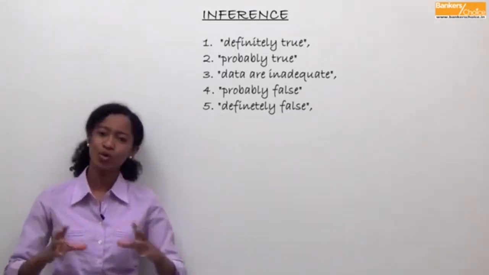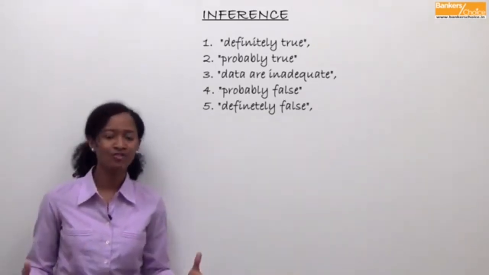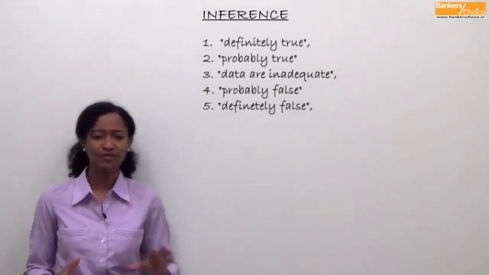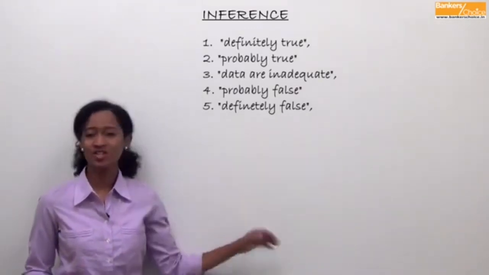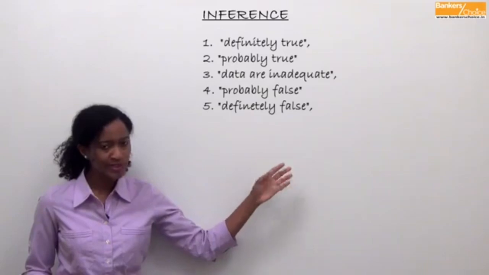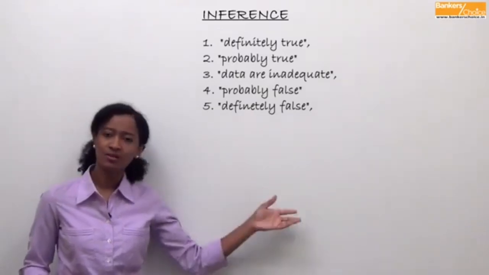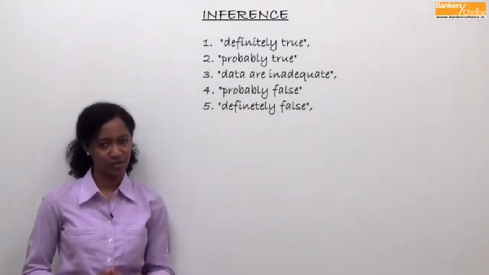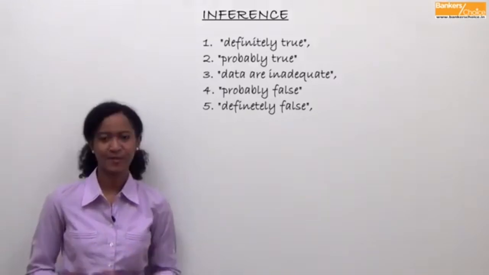So we understand what we need to do. We have a passage, we will have 4 or 5 statements. We have to make sure if those statements fall under any of these options: definitely true, probably true, inadequate data, probably false, or definitely false. So let's go ahead and look at our first passage.